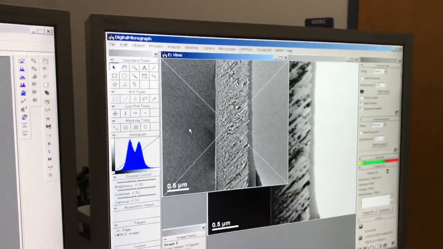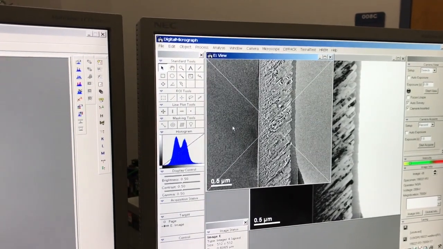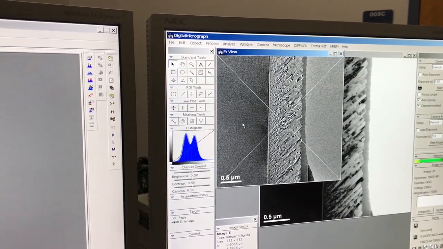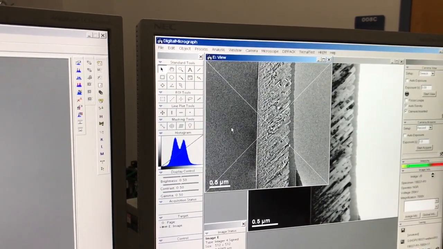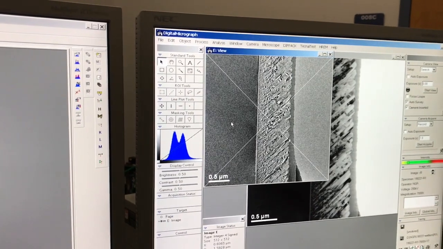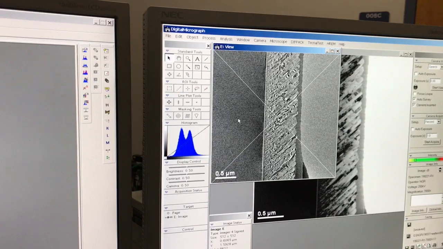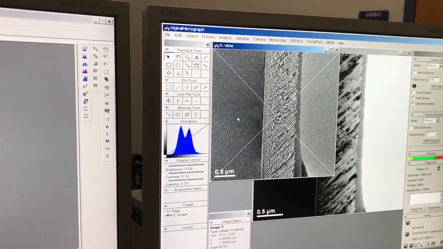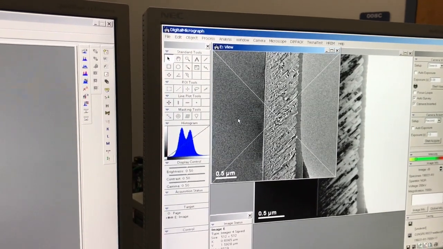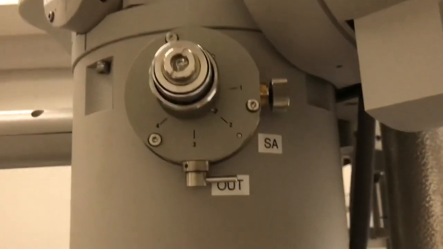But what I'm going to do now is use an aperture to define my area that's contributing to the diffraction pattern. So that's what a selected area aperture does. It selects an area to contribute to the diffraction pattern. It's sometimes also referred to as a field limiting aperture because, again, it limits the field that contributes to the diffraction pattern. So this is the selected area aperture right here.